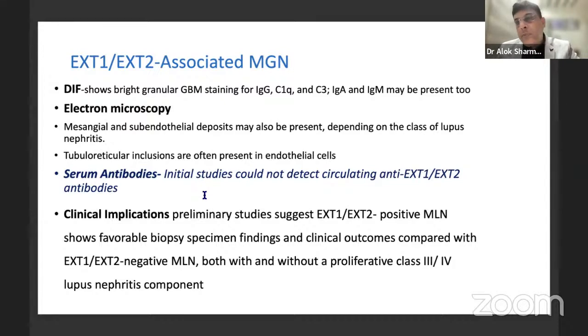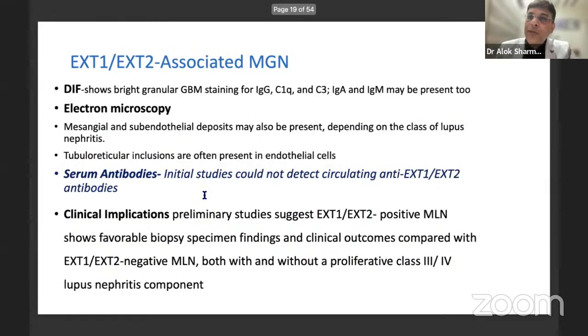There are a lot of studies going on right now, so it will become imperative. Even if you have a membranous lupus nephritis, exostosin staining can serve as a prognostic marker. Going forward, there will be a lot of studies, and probably some of these will also get incorporated into the classification of lupus nephritis. That is exactly where we are heading.